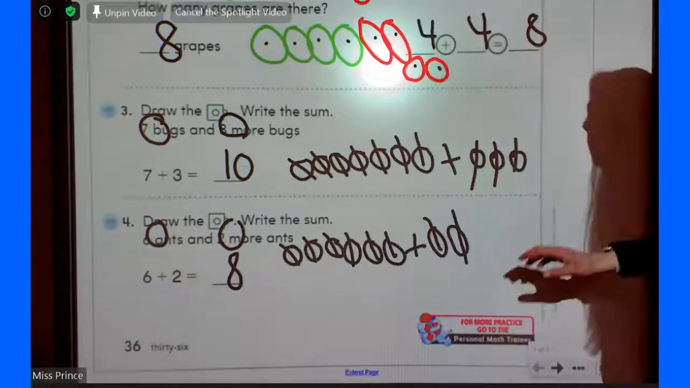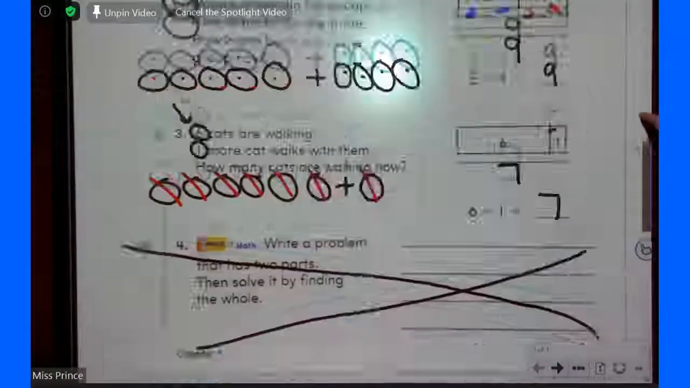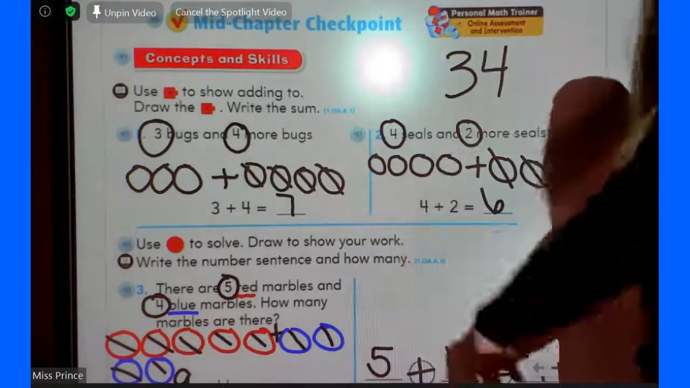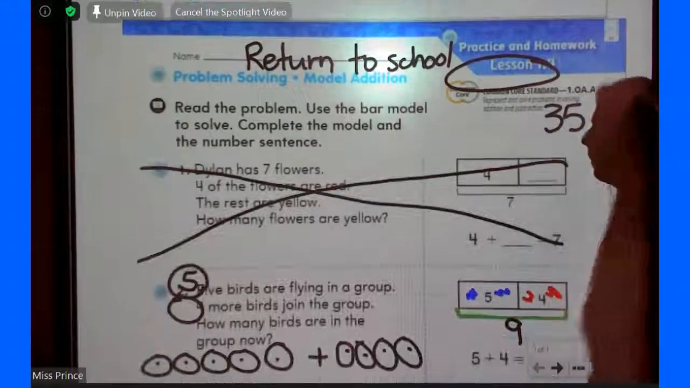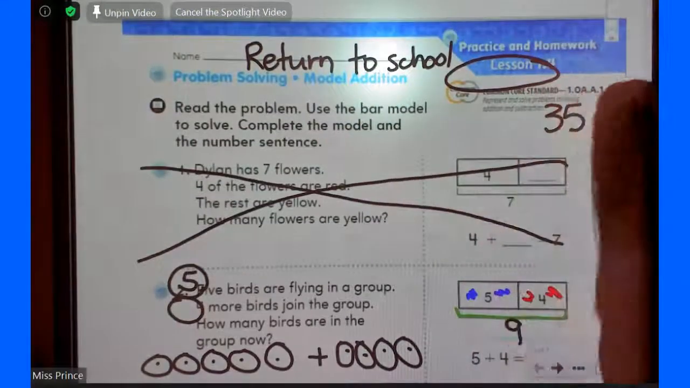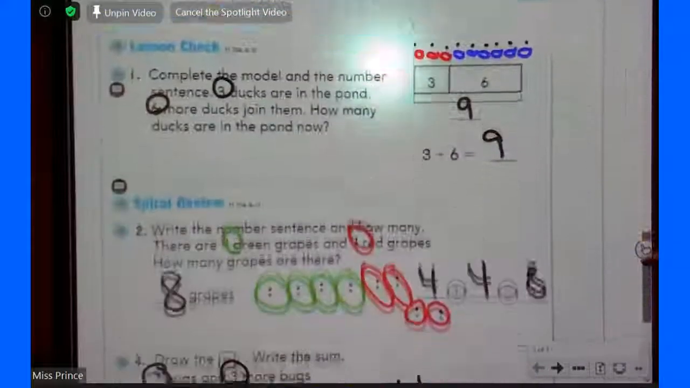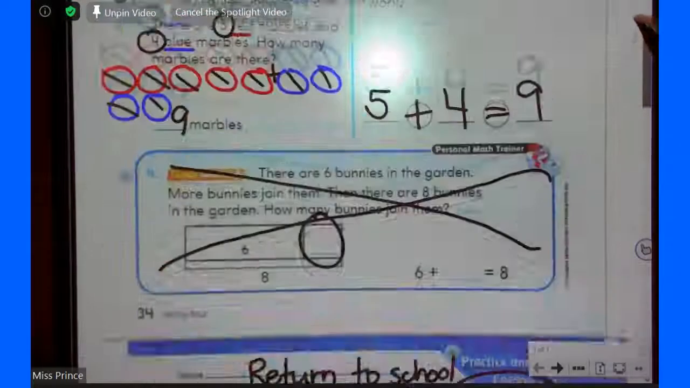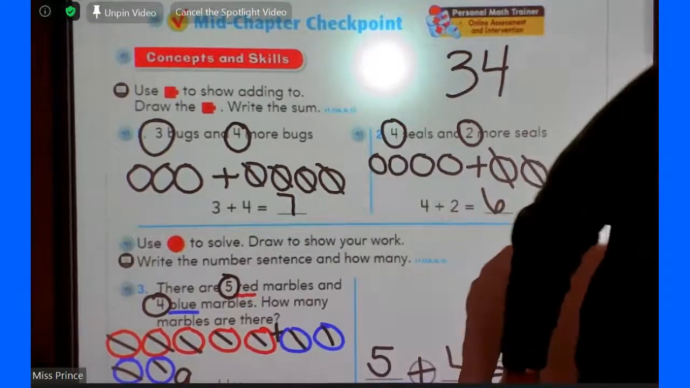Okay, before we go, remember this first page we did, the mid-chapter checkpoint, you do not need to turn it in. The homework page that's front and back, you need to return to school. So that's this page and this page that we just did, 35 and 36. Bring back in your next packet.